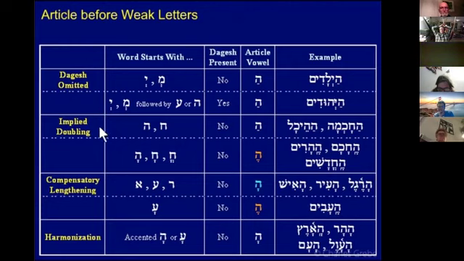Dagesh can be omitted. You can have implied doubling, which means that it's omitted, but we're going to pretend it's there. Compensatory lengthening, we've already seen. A vowel that precedes what should be doubling lengthens in order to compensate for the fact that this isn't doubling. And harmonization, where you get both vowels in the article and the first root letter harmonizing to be the same thing. Well, I hope that isn't too bad. I don't know how to make it any simpler than this.